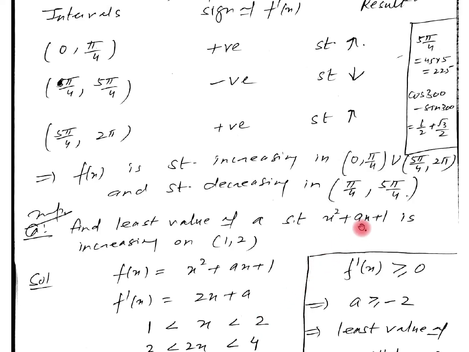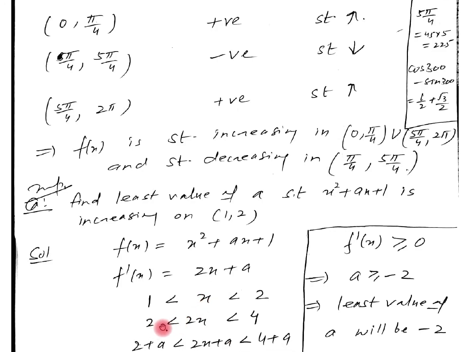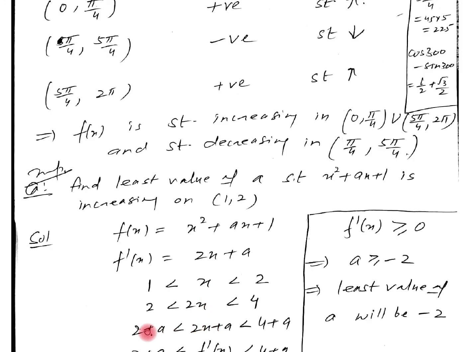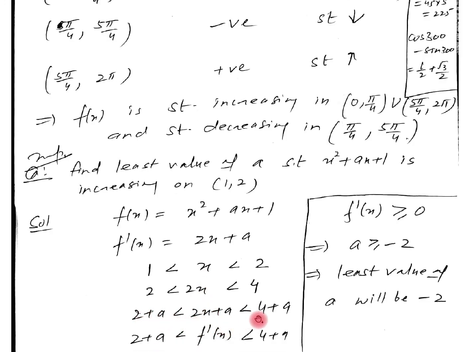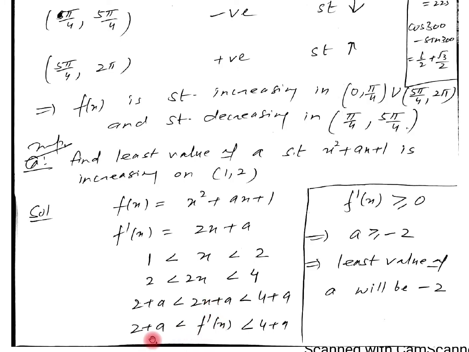Then we have to tell the least value of a. Now x lies between 1 and 2, and our f dash x is in the form of 2x plus a. Multiplying by 2, it becomes 2 less than 2x less than 4. Then adding a throughout, we get 2 plus a less than f dash x less than 4 plus a. Now f dash x lies between 2 plus a and 4 plus a. Now we have to tell the least value of a such that this must be greater than or equal to 0.